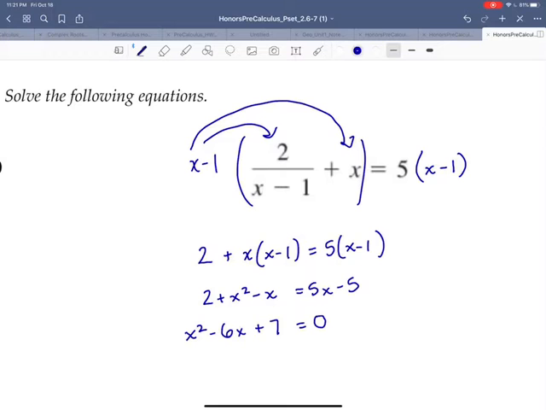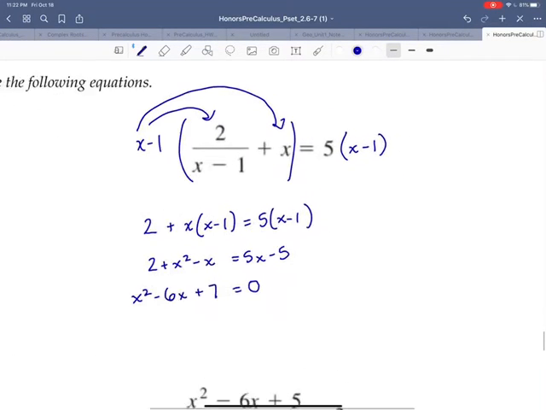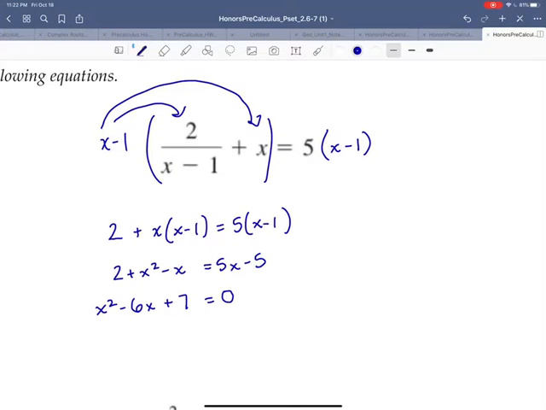So if I take a look at this for a moment, I can see that I'm not going to be able to factor this. If it were negative 7 instead of positive 7, I would have a way to factor that. But I can't come up with two numbers that multiply to 7 and add to negative 6. You could think 1 and 7 or negative 1 and negative 7. Neither of those give me a sum of negative 6. So I can use the quadratic formula here.